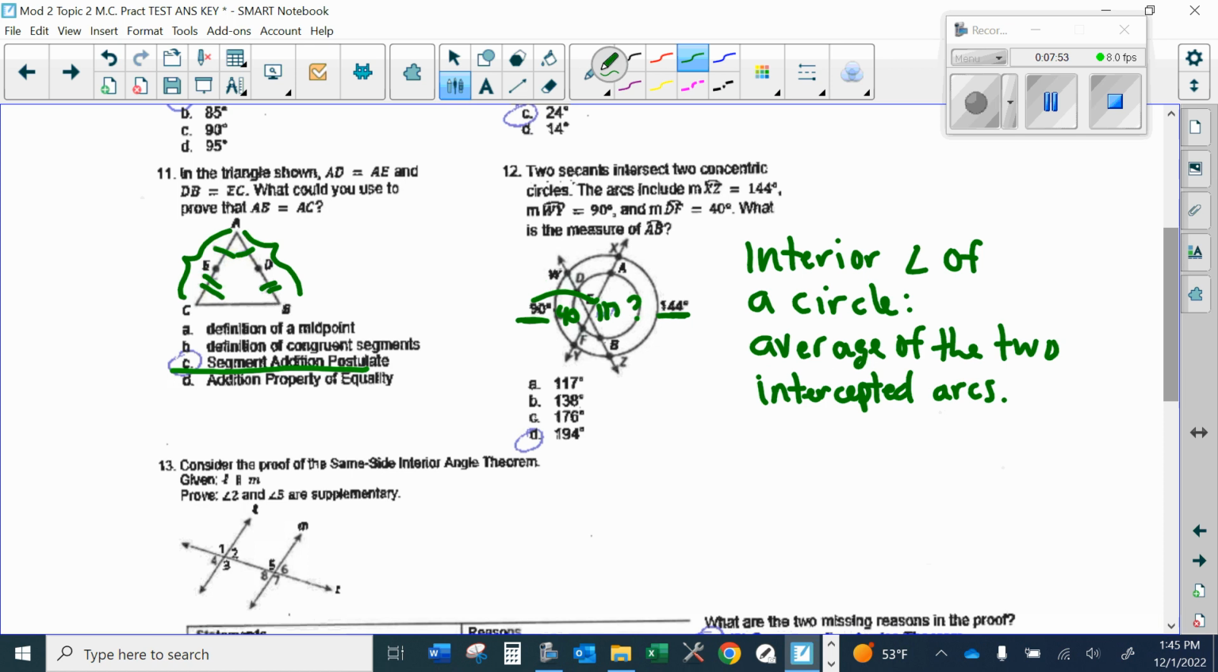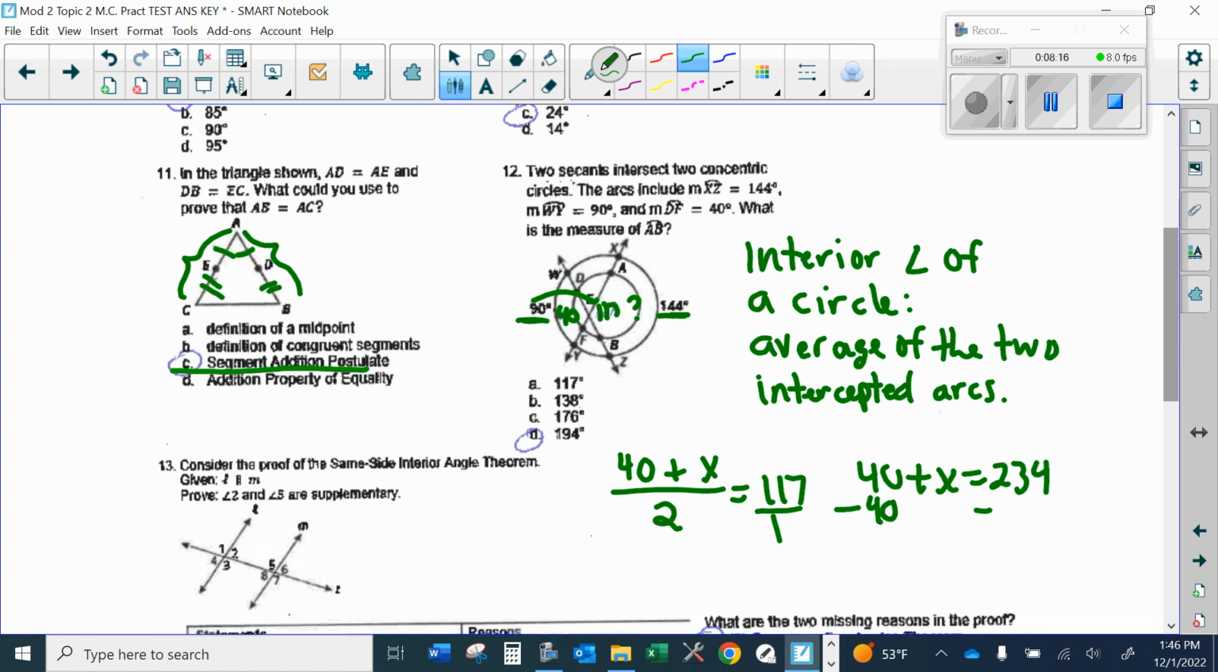Well, now I have 40 degrees for the inner circle right there, plus a question mark, we'll call it x, divided by 2 has to equal 117. Okay, so to solve that, cross multiply, I get 40 plus x equals 234. Subtract 40 across. X equals 194. Right there.